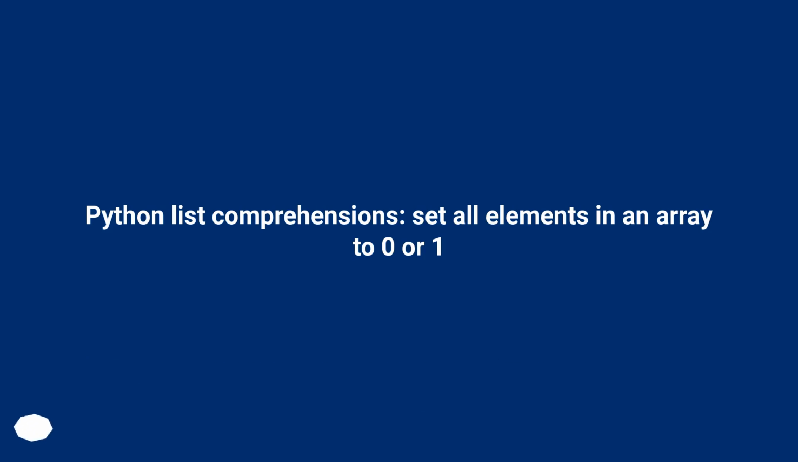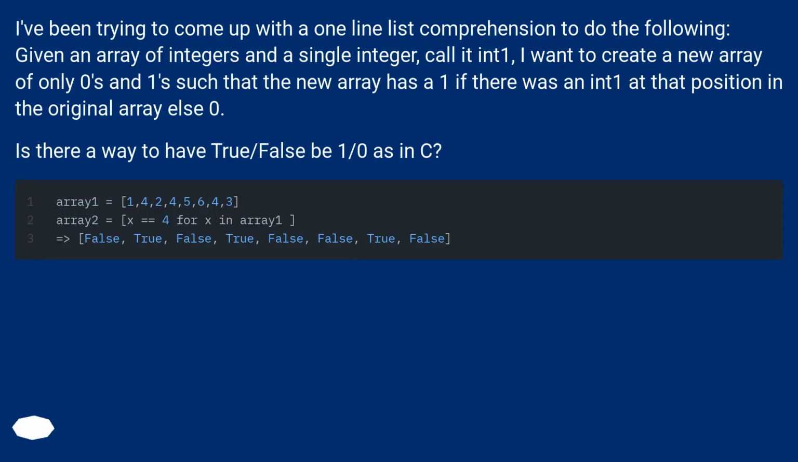Python list comprehensions. Set all elements in an array to 0 or 1. I've been trying to come up with a one-line list comprehension to do the following. Given an array of integers and a single integer, call it int1, I want to create a new array of only zeros and ones such that the new array has a 1 if there was an int1 at that position in the original array, else 0. Is there a way to have true/false be 1 0 as in C?